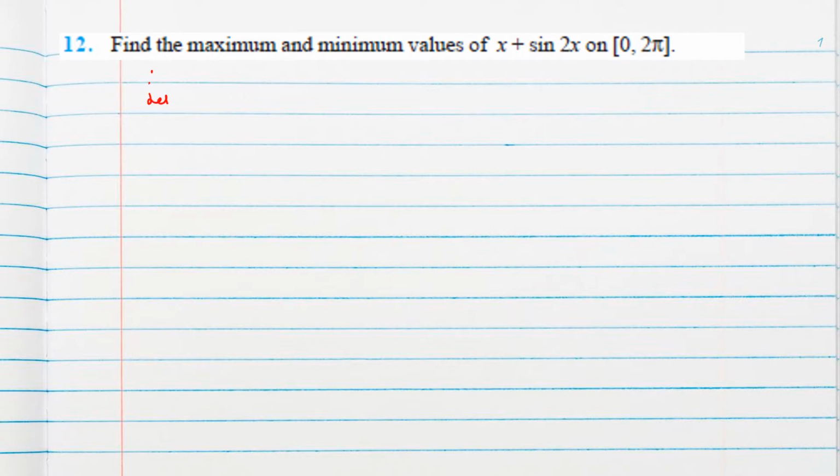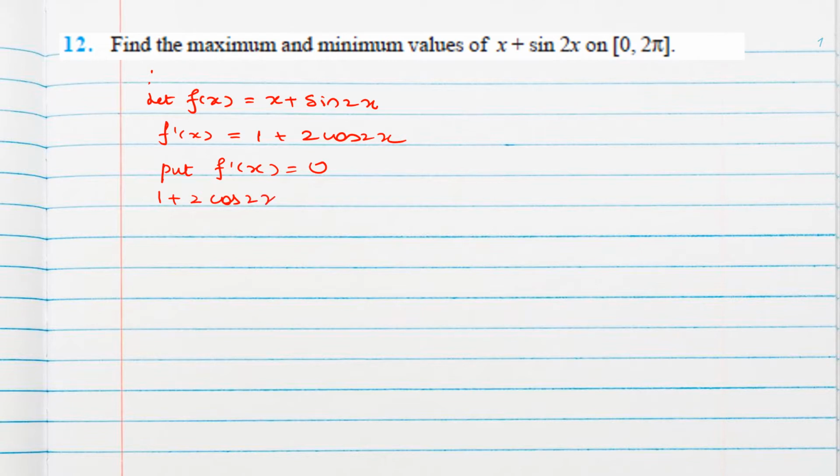Let f(x) is equal to x plus sine 2x. Then the next step should be the derivative of f(x), that is 1 plus 2 cos 2x. After that, put f'(x) as 0. So 1 plus 2 cos 2x will be 0. So 2 cos 2x we can write as minus 1. Cos 2x is equal to minus 1 by 2.